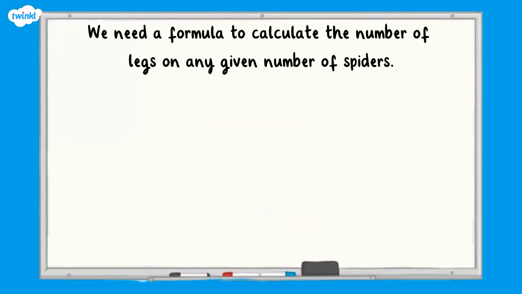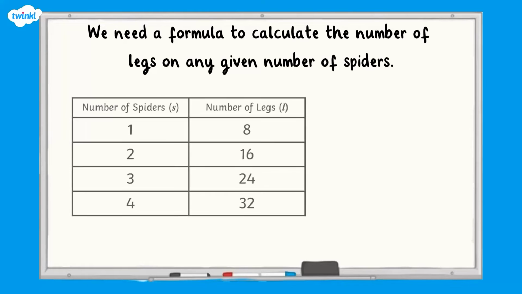Now let's create our own formula. We need a formula to calculate the number of legs on any given number of spiders. We will use S to represent the number of spiders and L to represent the number of legs. It is helpful to use a table to organise the information. One spider has 8 legs, 2 spiders have 16 legs, 3 spiders have 24 legs, and so on. If we know how many spiders there are, what formula can we use to calculate the number of legs?